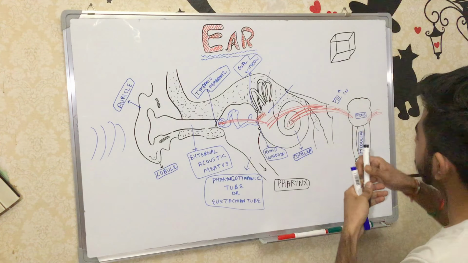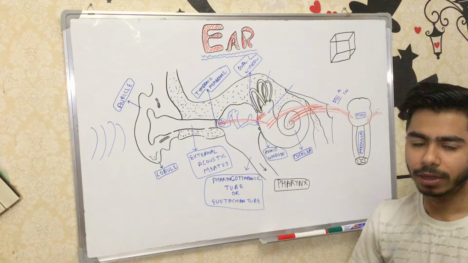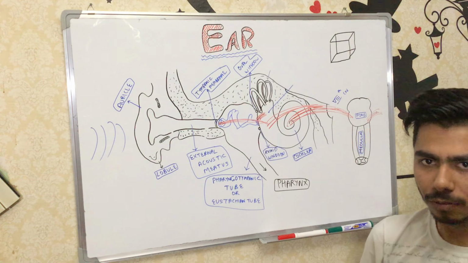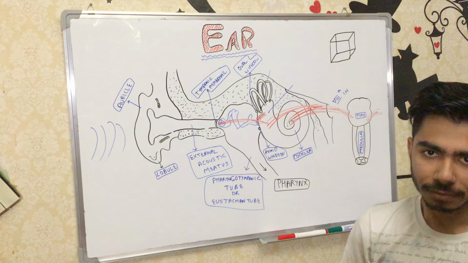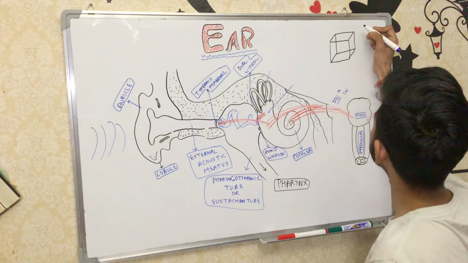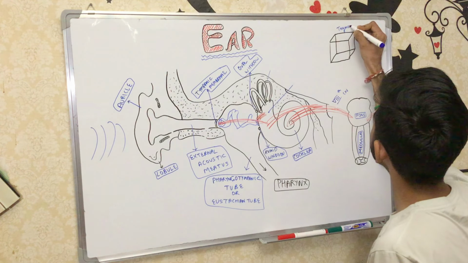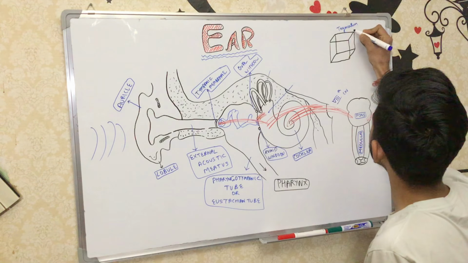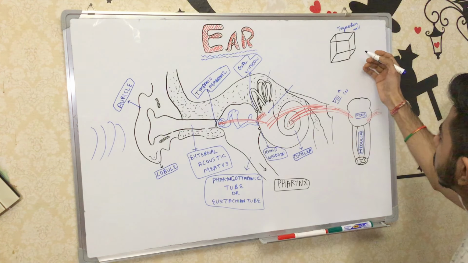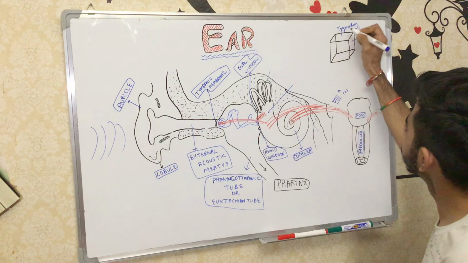So the superior wall is connected with the temporal part. So this is called the temporal wall or the tegmentum wall. Okay, so this is the tegmentum wall, the superior one, the tegmentum wall or the temporal wall.